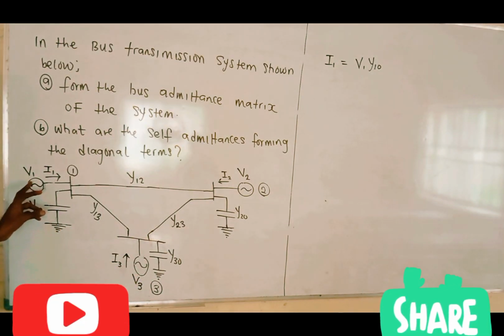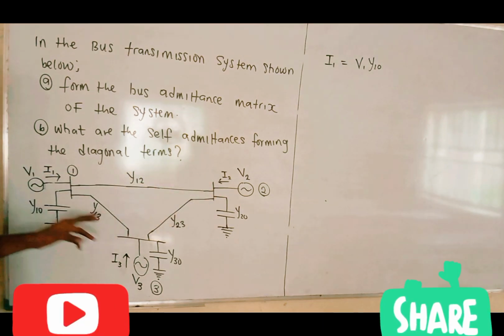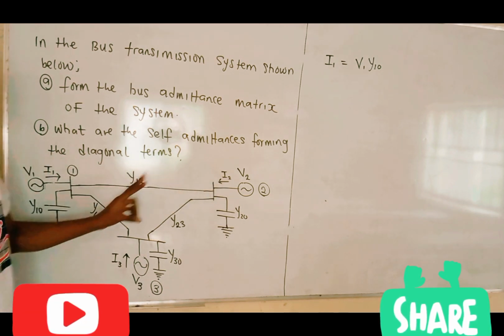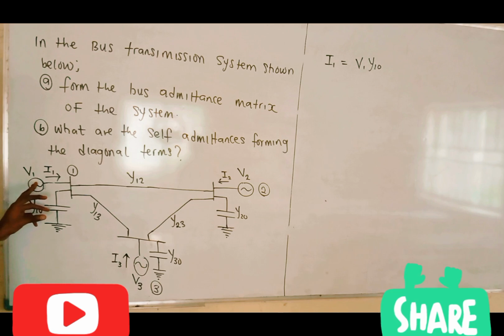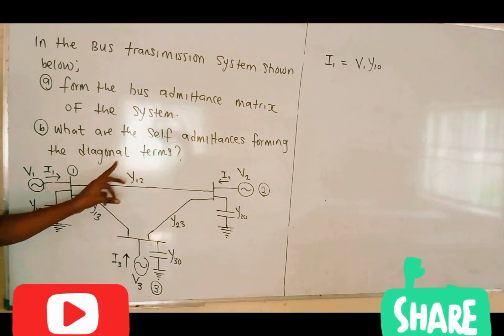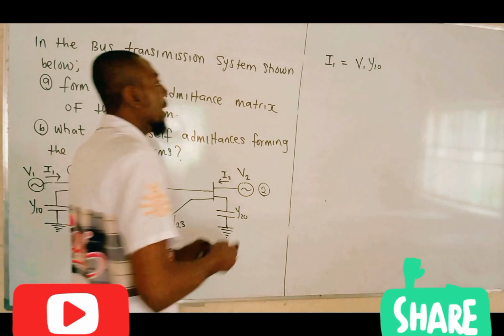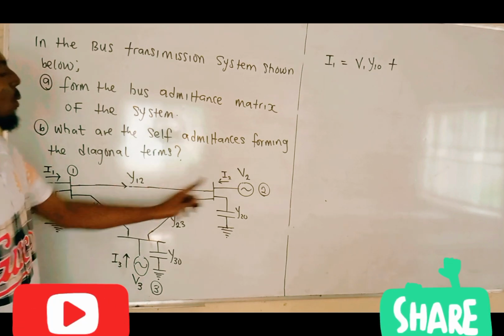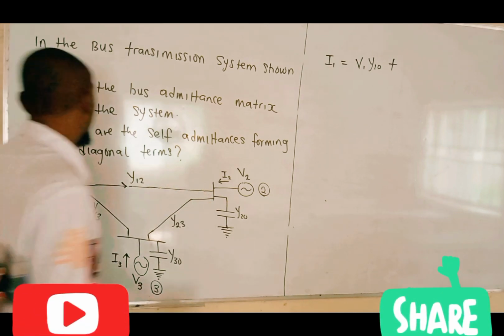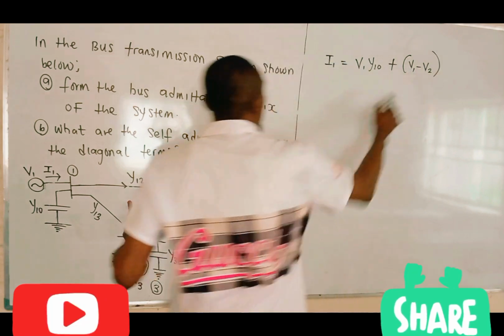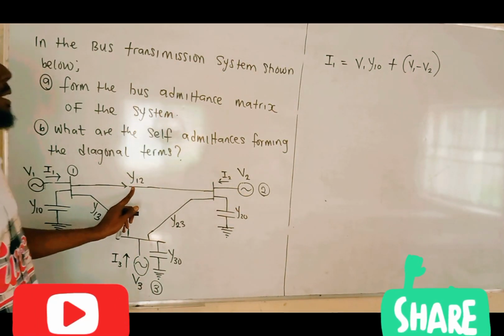Then you find out that bus 1 is connected to bus 2, and bus 1 is equally connected to bus 3. Let's talk about admittance. The mutual admittance between bus 1 and bus 2 is Y12, and the voltage of bus 1 is V1 and the voltage of bus 2 is V2. So the next current is the current between V1 and V2, in this direction. The voltage is V1 minus V2 because it's between V1 and V2.